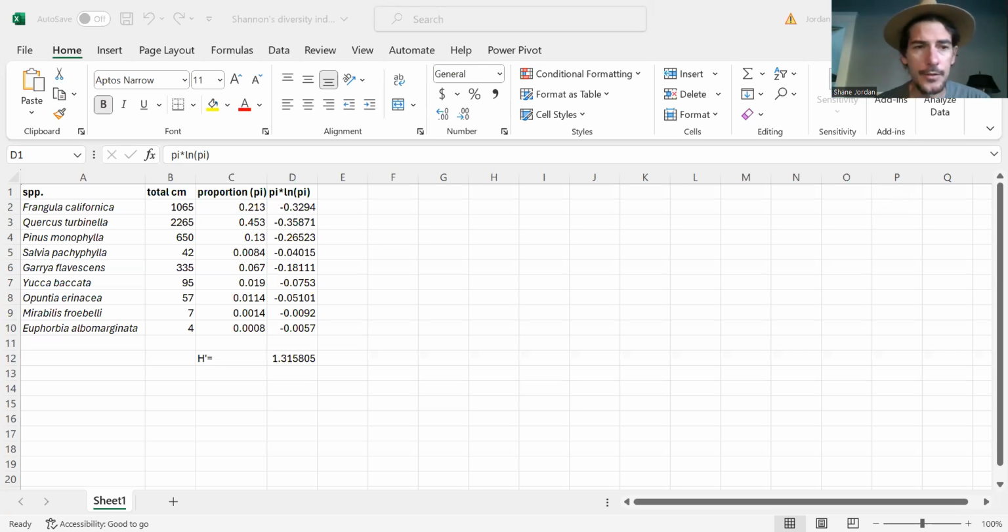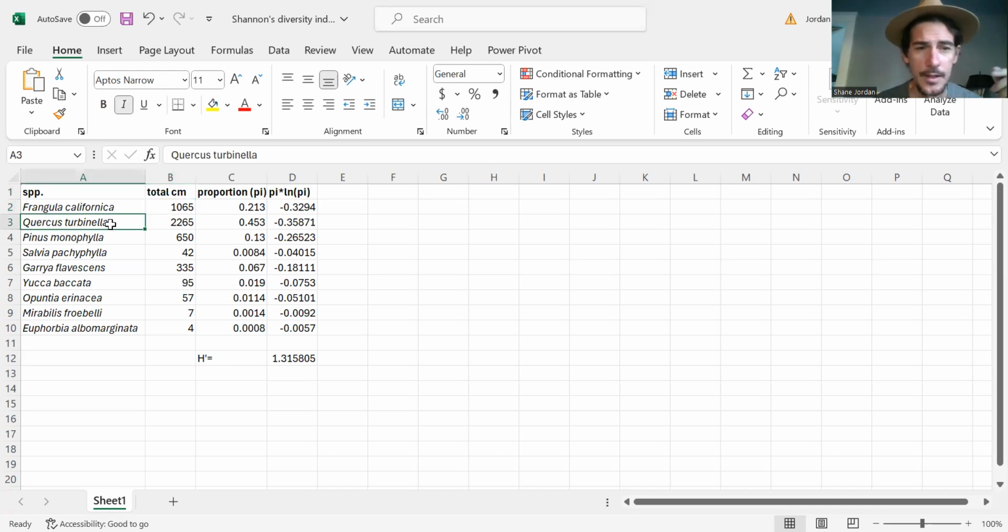The first data set looks at the vegetation cover of shrubs in a mountain range in the Mojave Desert, measured across a 50-meter transect. In the first column of this data frame, we see each of the species. And in the second column, we see the number of centimeters within that 50-meter transect that each species occupied. So for example, Frangula californica occupied 1,065 centimeters within this 50-meter transect.